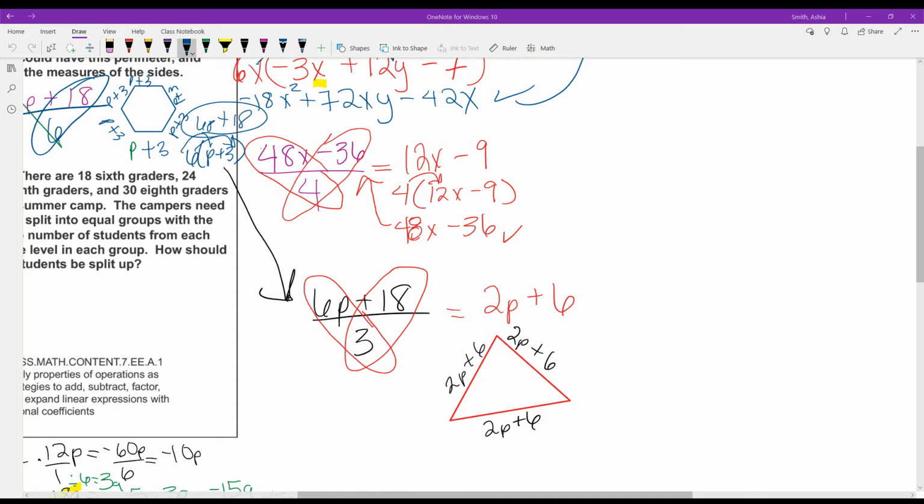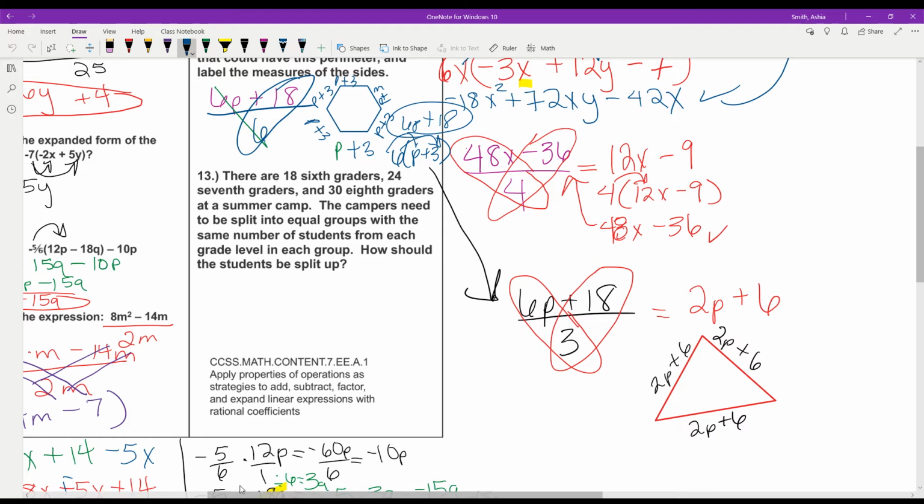All right, so let's go on to the last one. The last one says that there are 18 sixth graders, 24 seventh graders, and 30 eighth graders at a summer camp. The campers need to be split into equal groups with the same number of students from each grade level in each group. How should the students be split up?